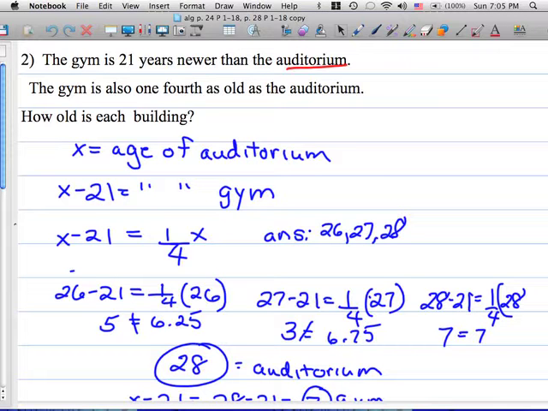Second sentence I can use for my equation. The gym, which is X minus 21, equals 1/4 the age of the auditorium, which is X.